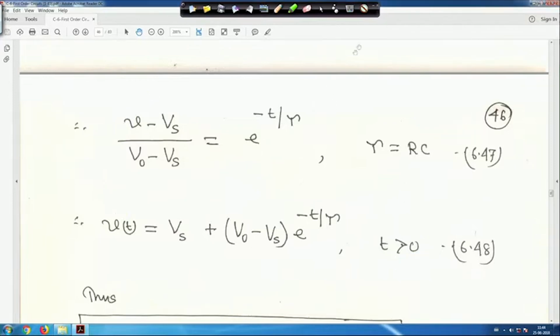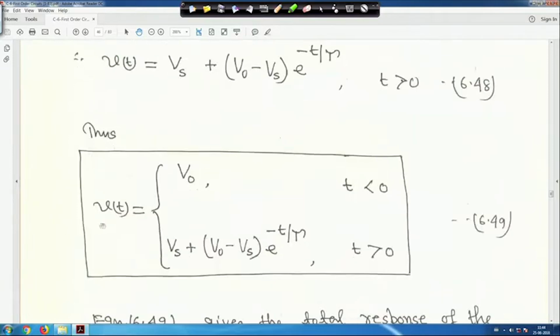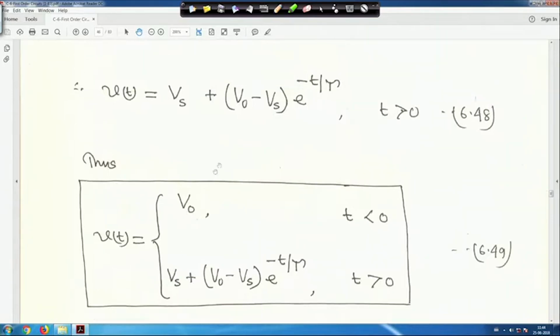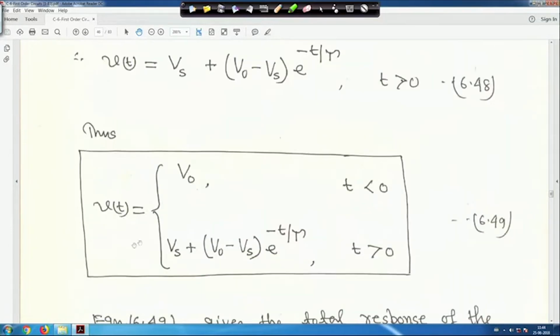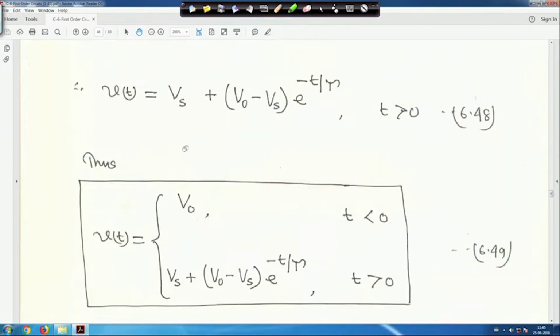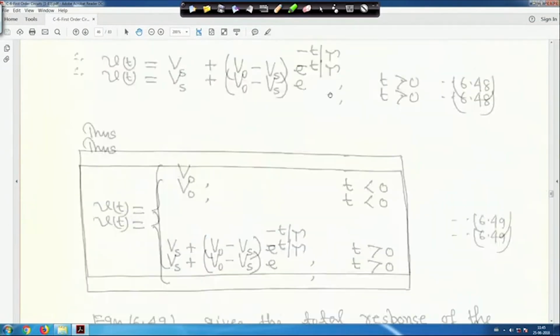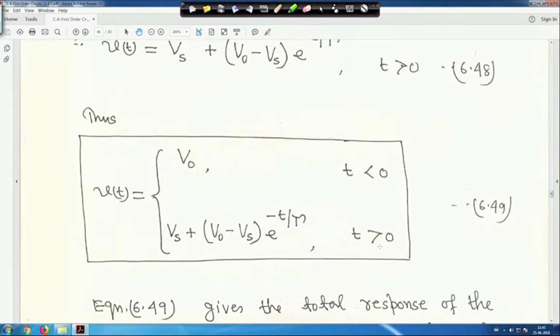Therefore, you can write, because initially the capacitor was charged at voltage V0, that is for t less than 0, the complete response of voltage: Vt is equal to V0 for t less than 0, right, and Vt is equal to this expression Vs plus (V0 minus Vs) e to the power minus t by tau, for t greater than 0. This is what we call the complete response, much more we will see very soon, right.